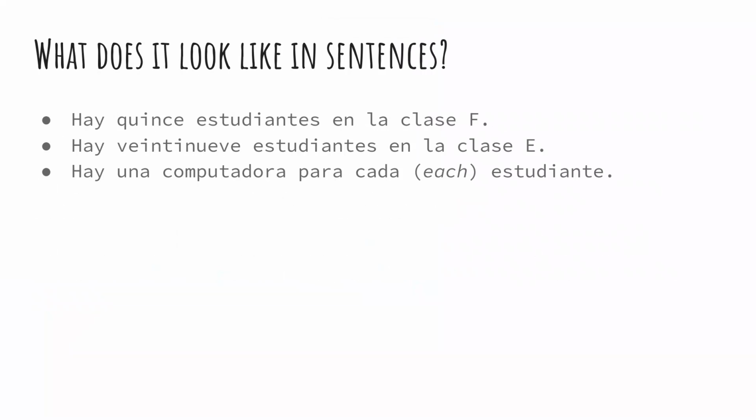What does this look like in sentences? I could say hay 15 estudiantes en la clase F. There are 15 students in F block. Hay 29 estudiantes en la clase E. There are 29 students in E block. I could also say hay una computadora para cada estudiante. There is one computer for each student. So notice how with the first two I translated it there are because I'm talking about more than one student. But with the last one I just said there is because I'm talking about only one computer.